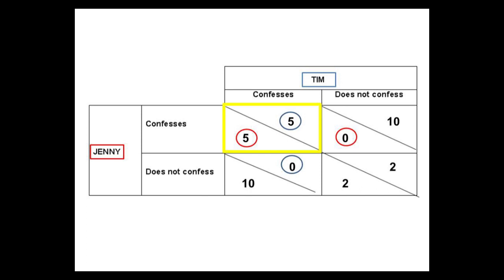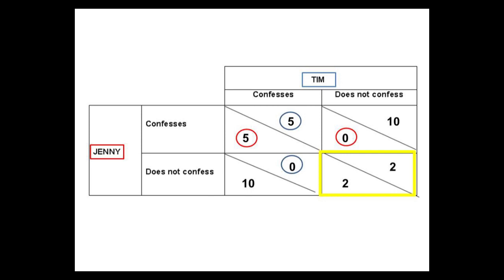That's interesting, because both players would be better off if they don't confess. They both receive 2 years in prison instead of 5 years in prison. However, if they can't communicate beforehand, their dominant strategy will leave them worse off, with both of them getting 5 years in prison.